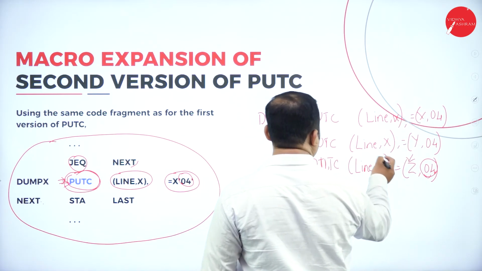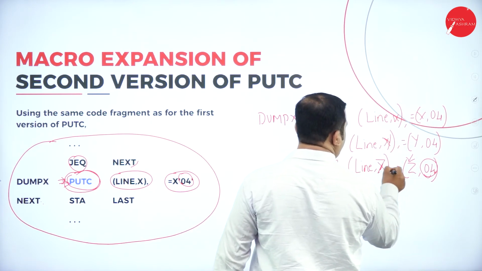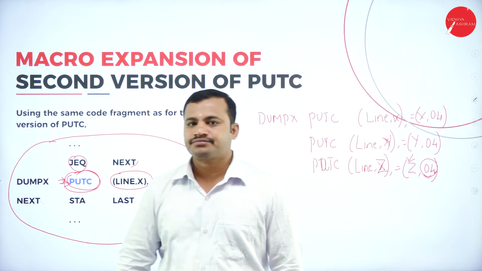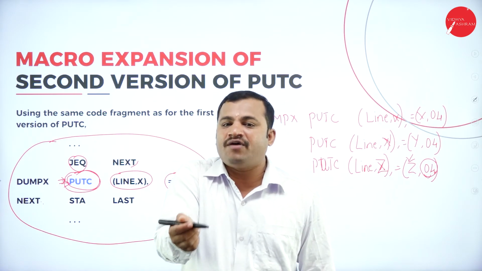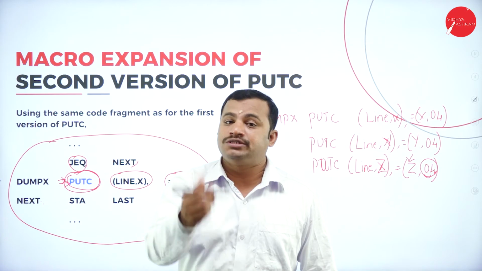But what is the value I am going to have here? What is the value I am going to have? The characters X, Y and Z are read from the device identified by the value 04.